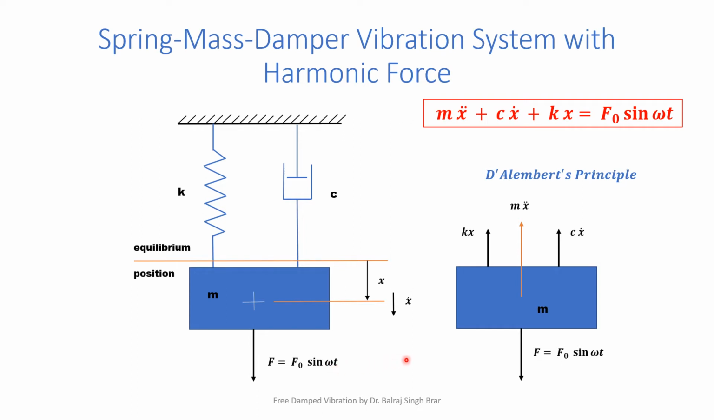Then drawing its free body diagram based on D'Alembert's principle, we have already derived the differential equation for this. The differential equation is m x double dot plus c x dot plus k x is equal to F naught sine omega t.